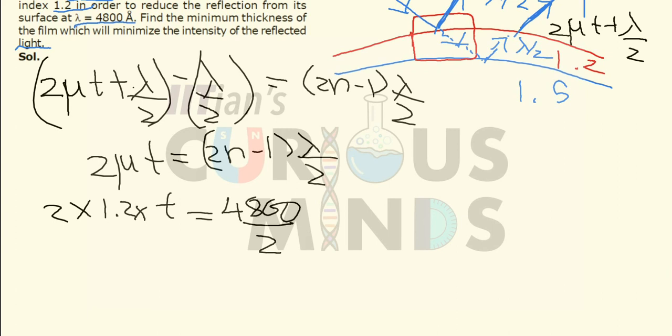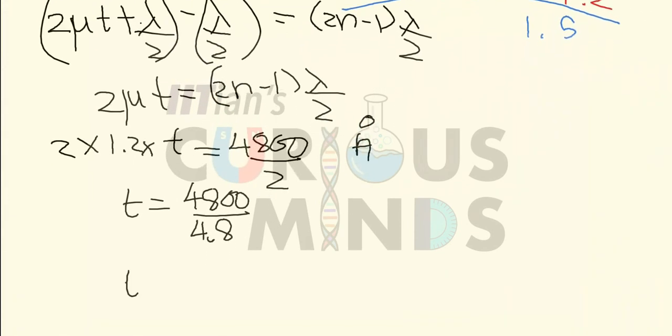Now when I substitute the values, t will be equal to, this is in angstrom, 4800 divided by 1.2 into 2, that is 2.4 divided by 2 which will be equal to 4.8. So basically the thickness will come out to be equal to 1000 angstrom. This should be the thickness of the coating.